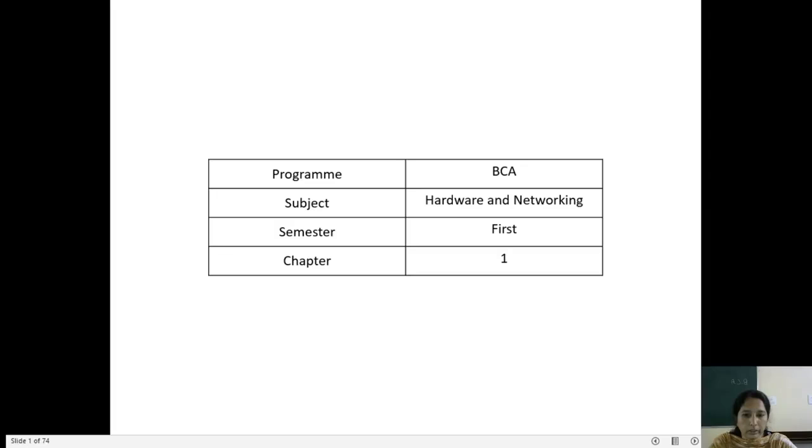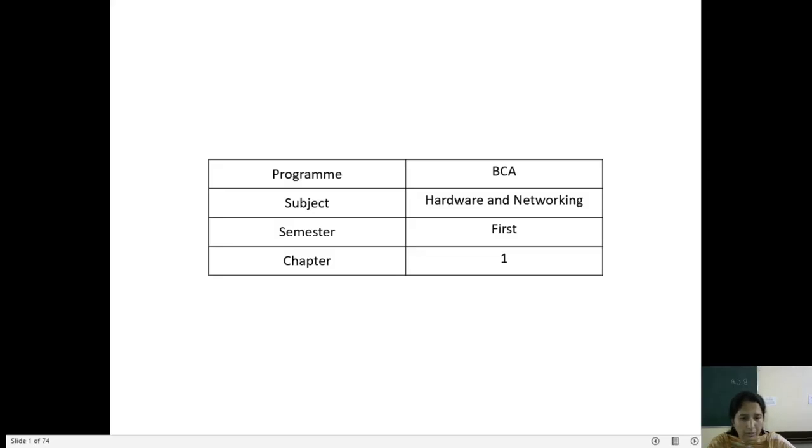Myself Husna Sultana, Assistant Professor in Computer Science, Government First Grade College, Tumkur. Today, I like to teach you the subject Computer Hardware and Networking, which is prescribed for BCA first year, first sem in Tumkur University.